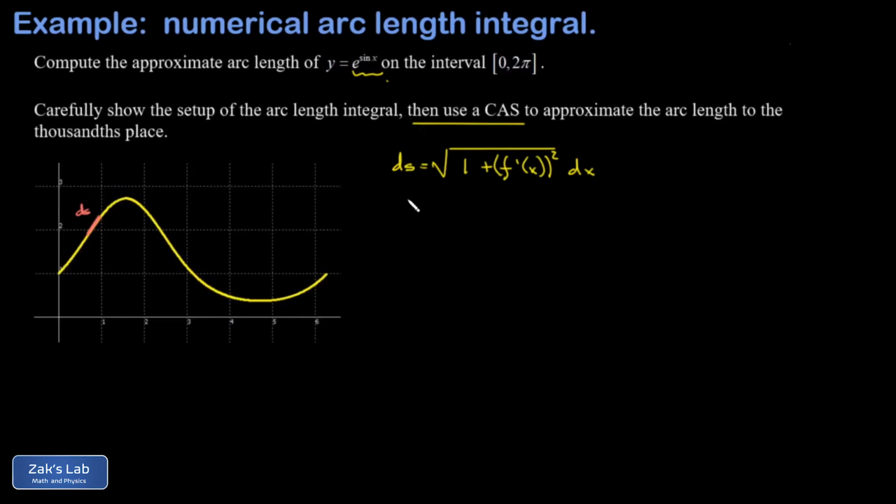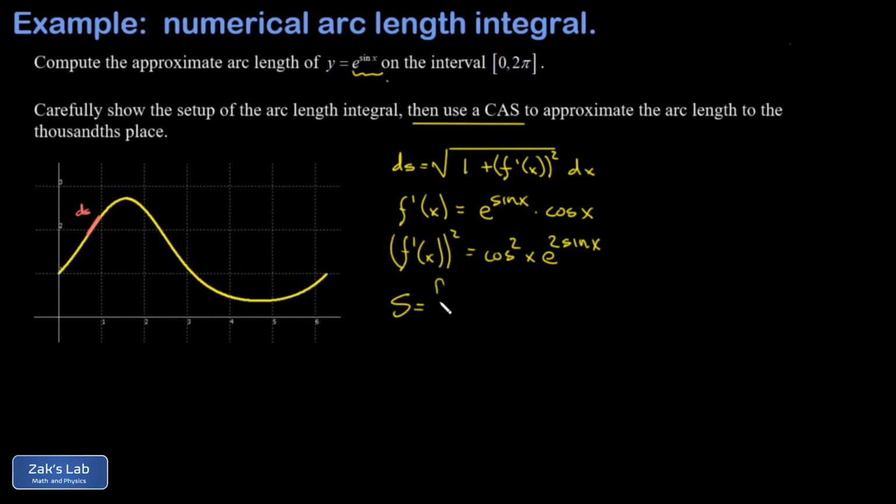So we've got to figure out the derivative of the function. To differentiate e to the sine x, I have to use the chain rule. I differentiate with respect to sine x, and that gives me e to the sine x. Then I multiply by the derivative of sine x, and I get a cosine x out of that. I'll write down the square of this separately. That's cosine squared x, and when I square e to the sine x, I get e to the 2 sine x.